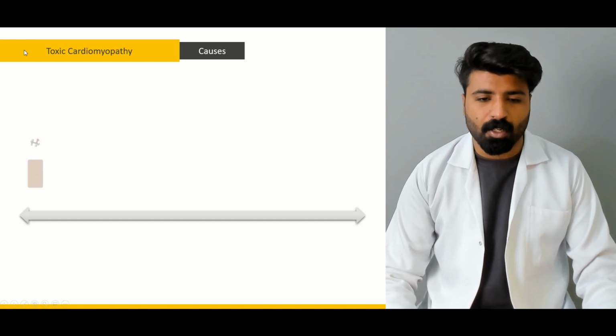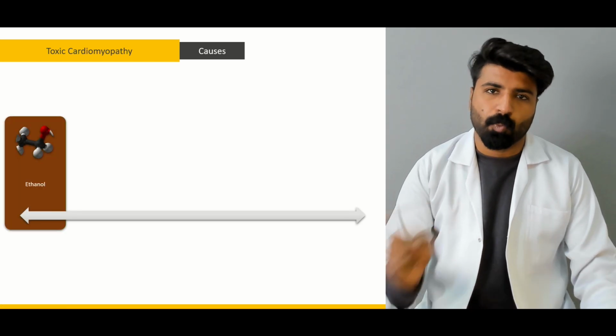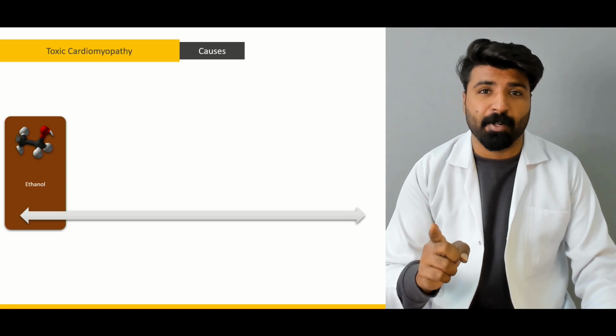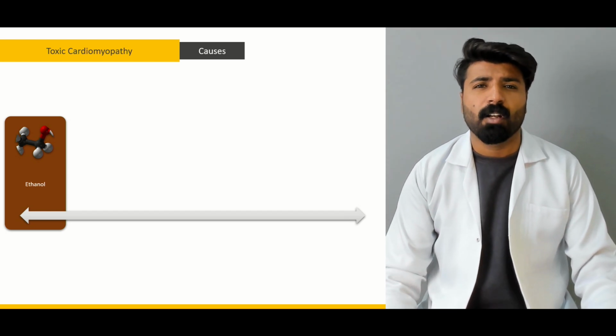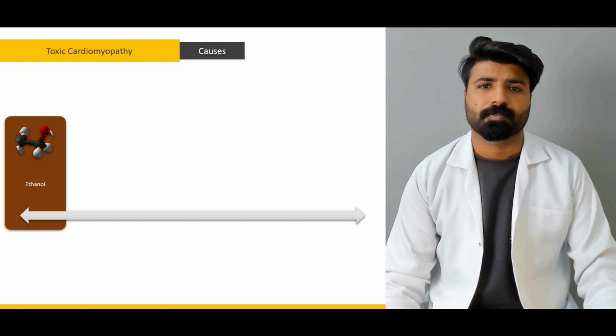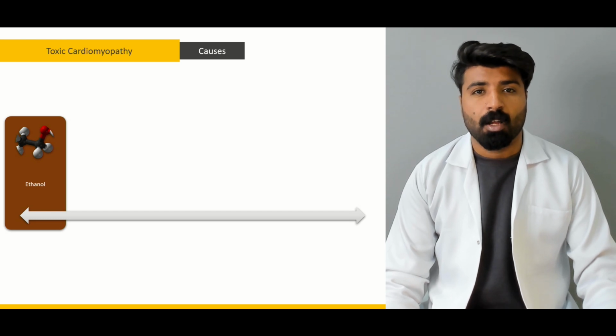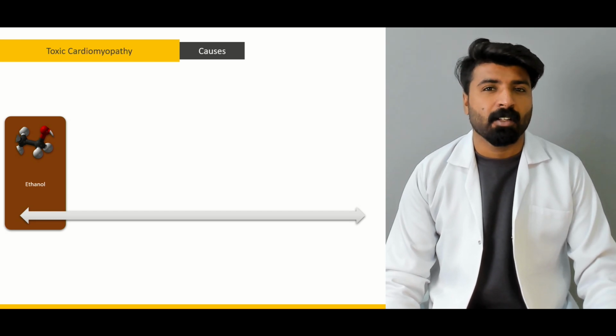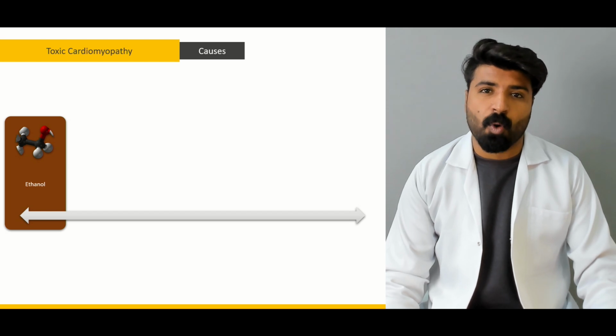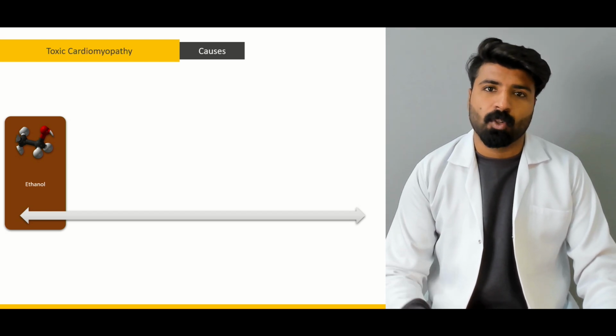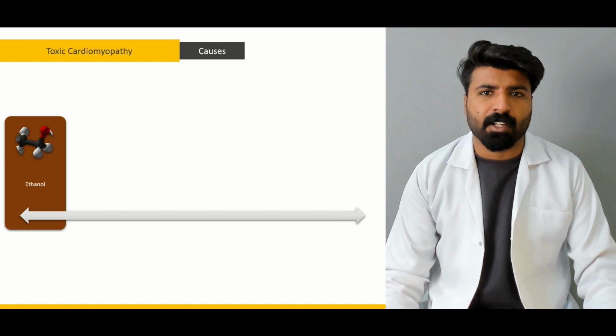So first of all, let's talk about toxic cardiomyopathy. What are the causes of toxic cardiomyopathies? First of all, it's going to be what? Ethanol. We just talked about alcohol, a secondary predisposition. What happens with ethanol? Ethanol actually has a negative inotropic effect on the heart. Negative inotropic effect meaning that contractility goes down. So ethanol has a negative inotropic effect.